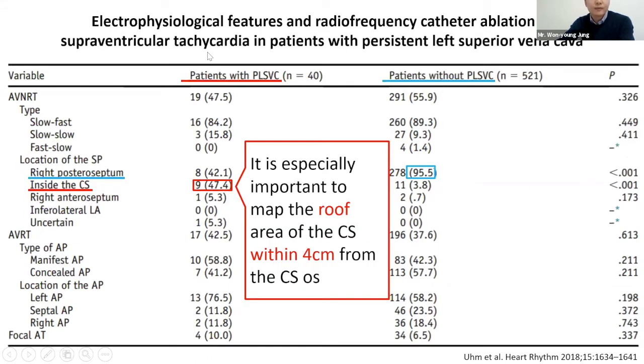Another report from Korea said that in a normal heart, the location of the slow pathway site is the right posterior septum between the coronary sinus os and the tricuspid annulus.